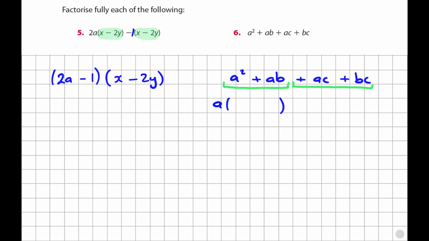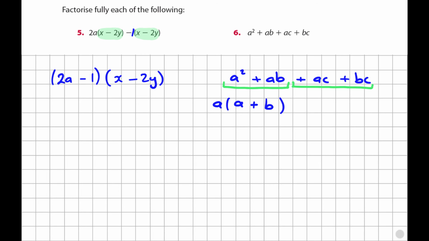Okay. And if I take a out, I need to know what's left. So it can't change its value. It has to have the same value. So I need to see what's this going to be if I take a out and multiply everything by a, what I'll be left with inside here. So a multiplied by something gives me a squared, and it's a multiplied by a. So that's the first term sorted. Now I need to see what happens with the second term. So a multiplied by something gives me plus ab. So that's obviously going to be plus b.